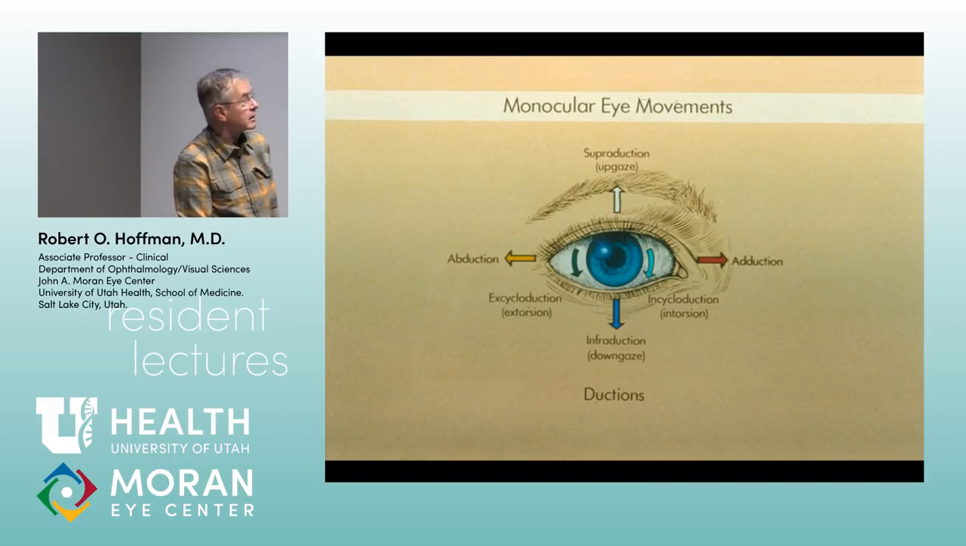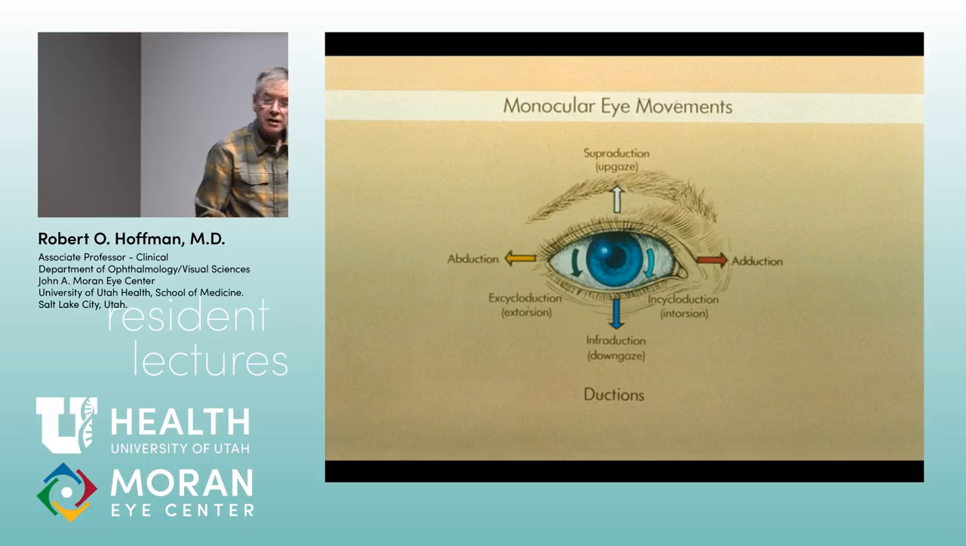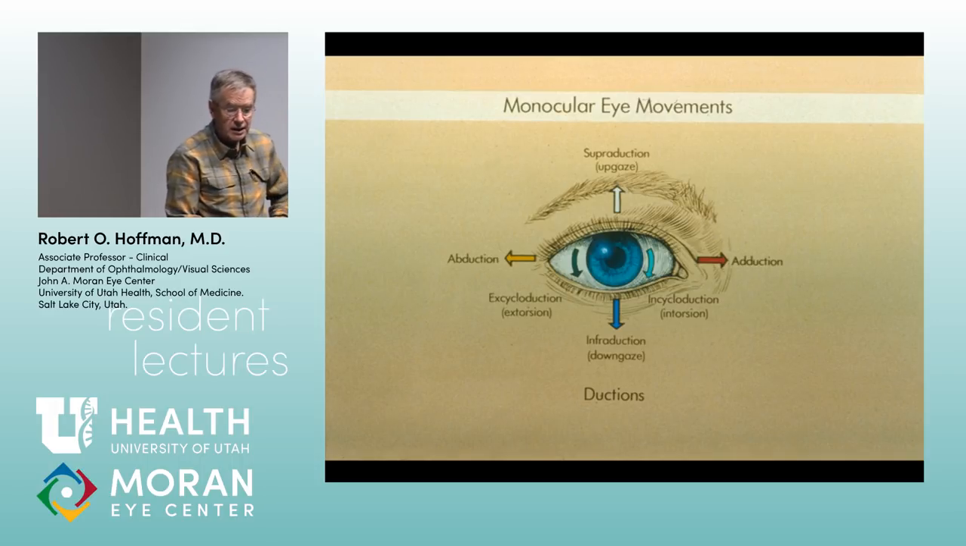And then quickly, as far as ductions, which are monocular movements of an eye: adduction, abduction, supraduction, infraduction, and you can also have excyclo and incyclo rotations, called extorsion or excycloduction, incycloduction.